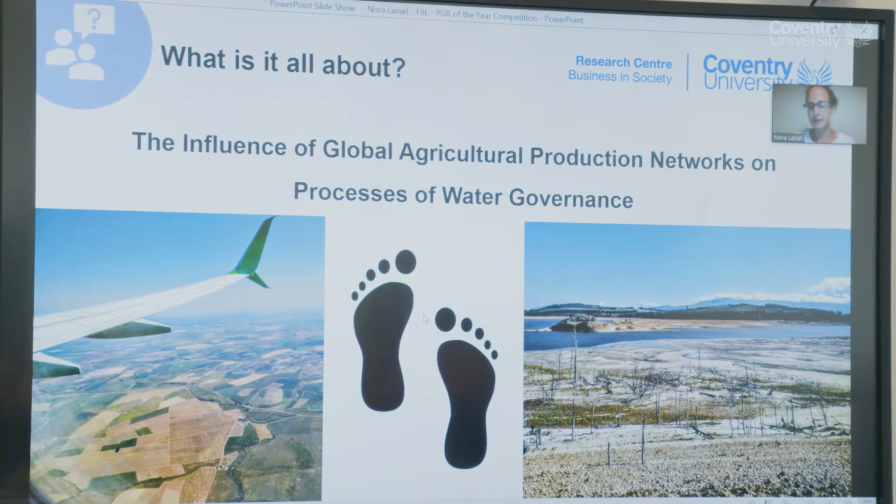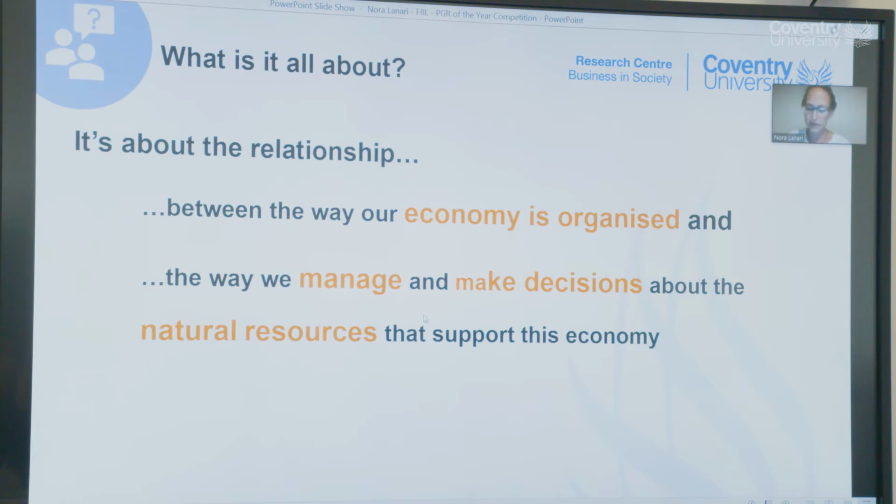And this matters because we have been struggling to manage and govern our natural resources in a sustainable manner. While at the same time, many of our economies, including the British one, are increasingly embedded in global value and supply chains, and therefore reliant upon agricultural goods traded from across the globe. So in very short, it's about the relationship between the way our economy is organized and the way we manage and make decisions about the natural resources that support this economy.